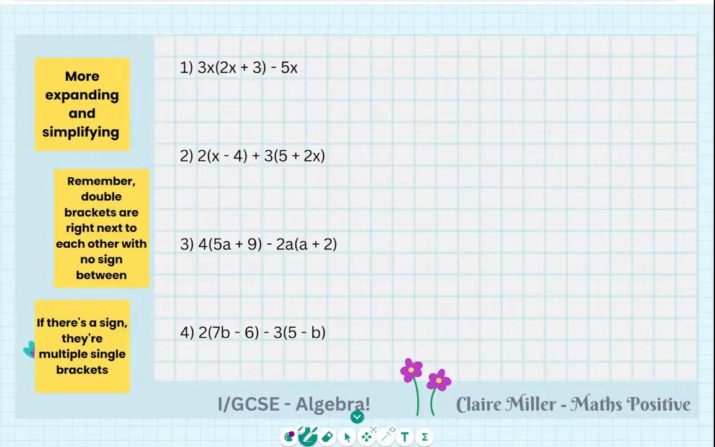So first of all, we had a little bit of expanding and simplifying to finish off from last time with some multiple sets of brackets. Okay, so we'll go through these together, and it'd be great to know how you get on.